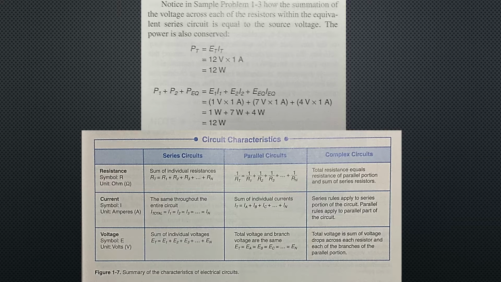Or the power at 1 plus the power at 2 plus the power at EQ equals EMF at 1 times current at 1 plus EMF at 2 times current at 2 plus the EMF at EQ times the current at EQ. Plugging in the values, we ultimately get 12 watts.